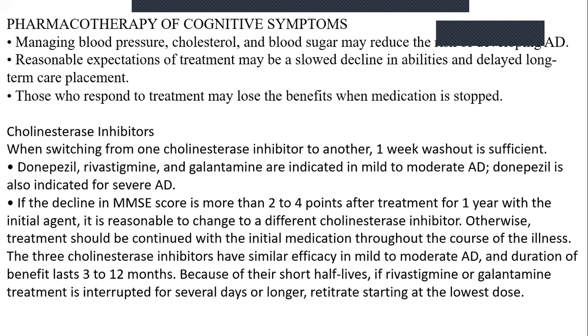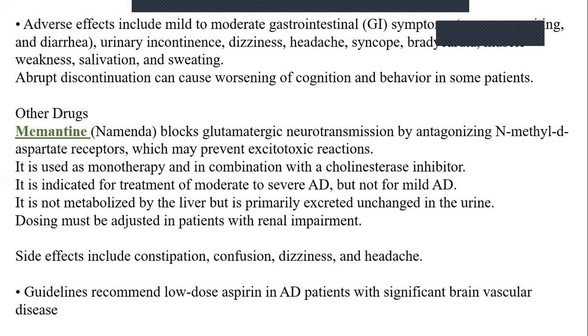Almost all these three, donepezil, rivastigmine, galantamine, all these three cholinesterase inhibitors have similar efficacy. They are similarly efficient. The duration lasts for 3 to 12 months. Because they have a short half-life, if rivastigmine or galantamine treatment is interrupted for several days or longer, retitrate starting at the lowest dose. So again, we have to retitrate from the starting dose.